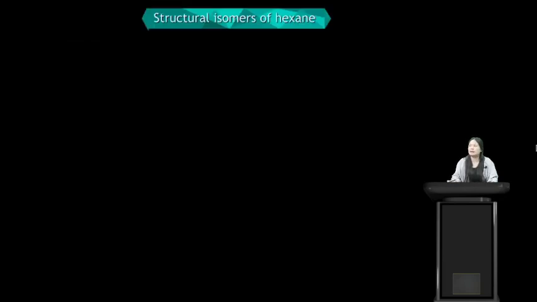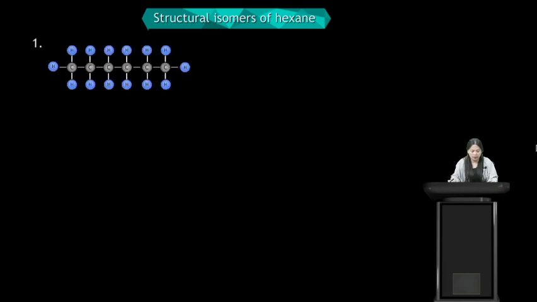Let us see another example. Structural isomers of hexane. So here, in hexane, we have 6 carbon atoms, and we will have 14 hydrogen atoms. So this is the molecular formula of hexane.